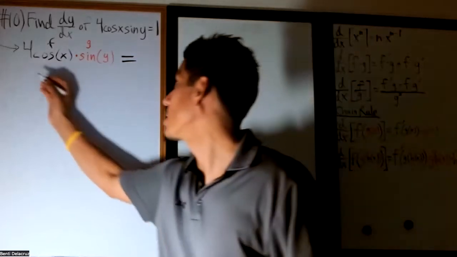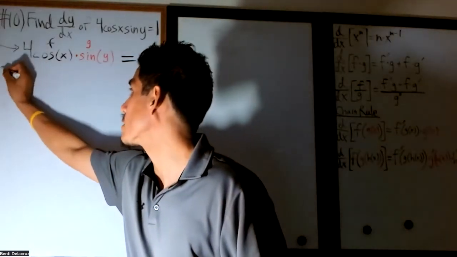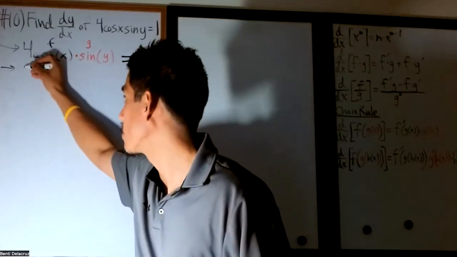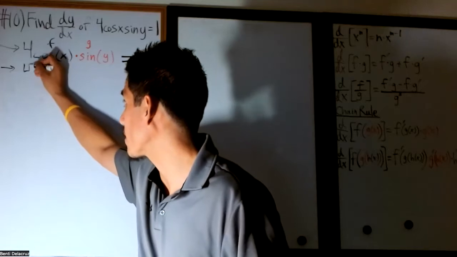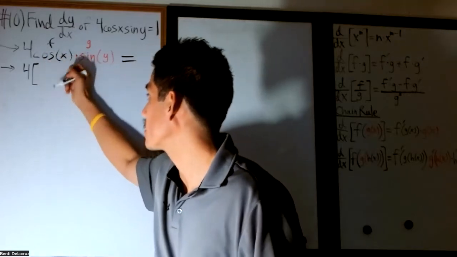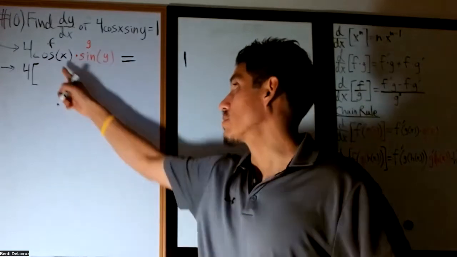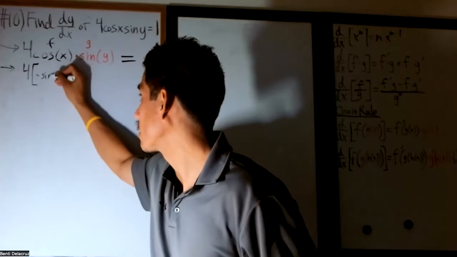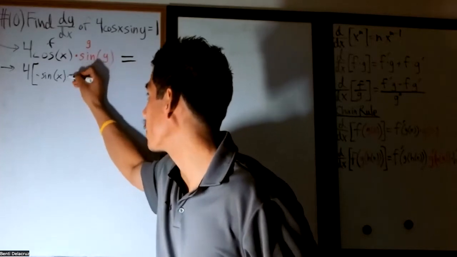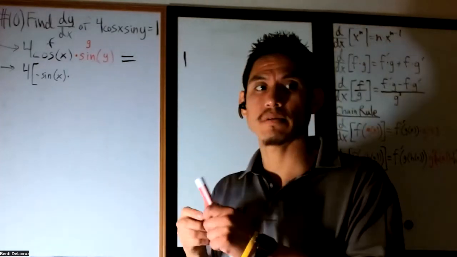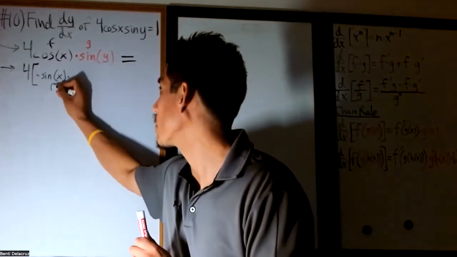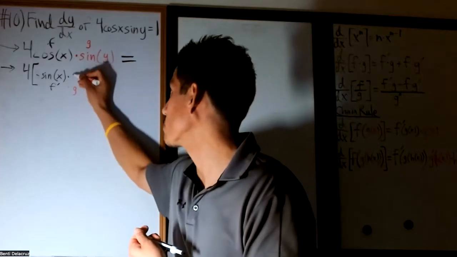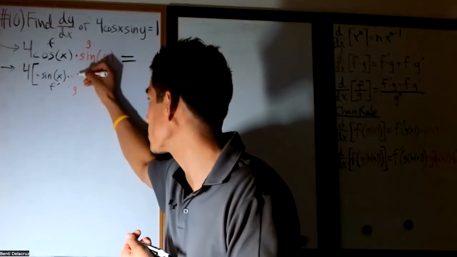So for this, we're going to take the derivative of the cosine of x first. And let's just factor out this 4 right now because that is going to be easier to deal with later. So we take the derivative of cosine of x, so that'll be negative sine of x. This is your f prime. And we multiply by g, so times sine of y.